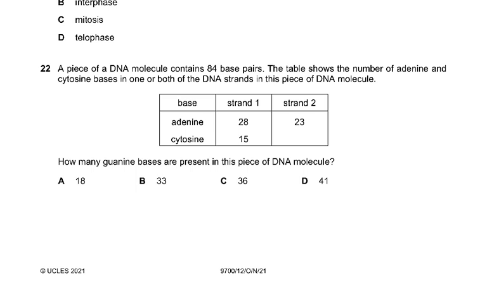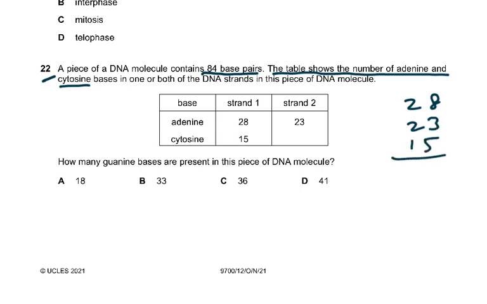Another very interesting question. A piece of DNA molecule contains 84 base pairs. The table shows the number of adenine and cytosine bases in one or both of the DNA strands. So first of all, let's add these: 28 plus 23 plus 15. Now how much is this? 66. So you subtract that, 84 minus 66, and that is 18. So here we have 18.